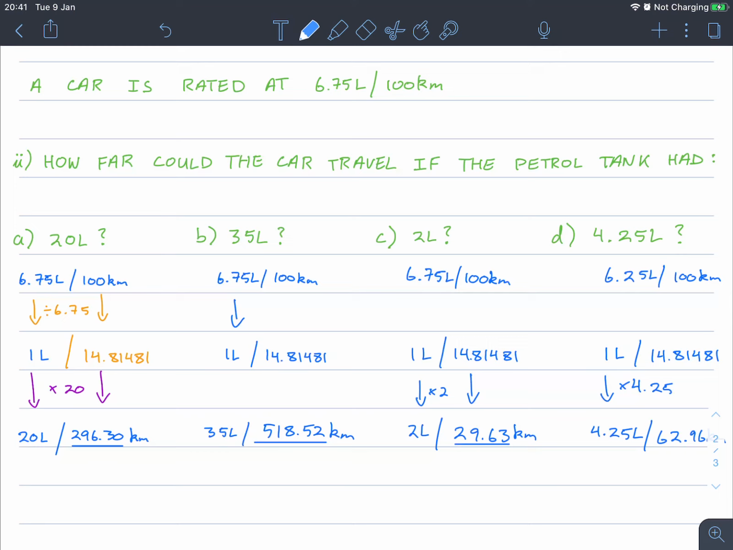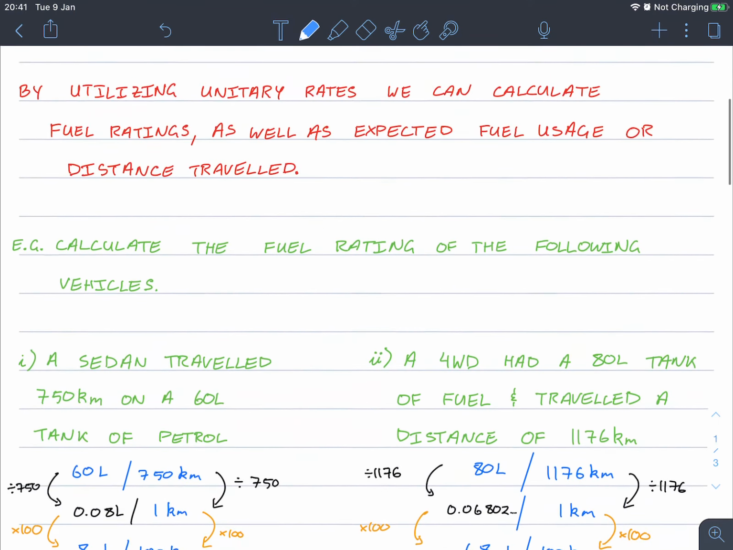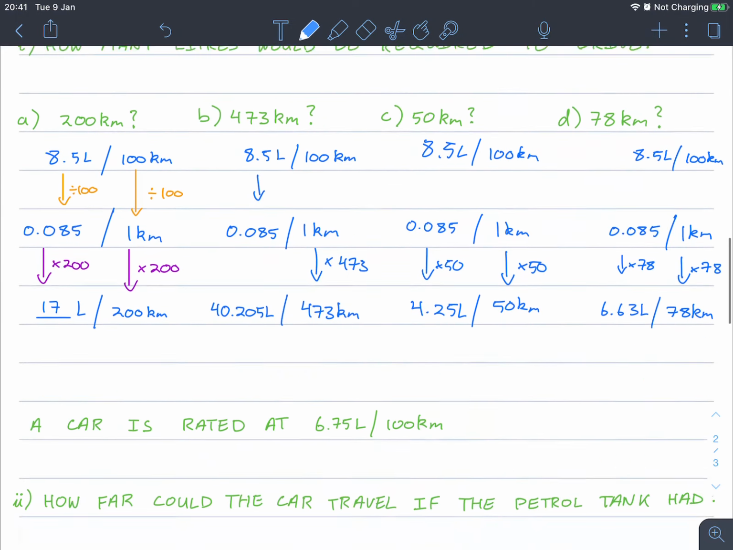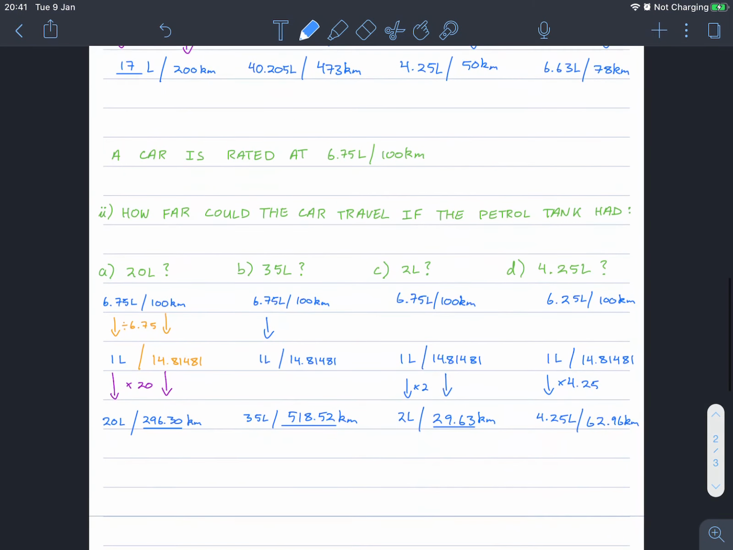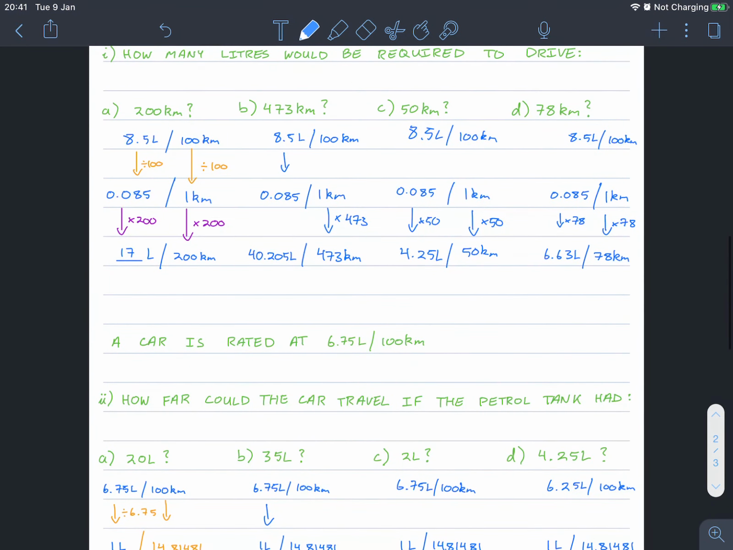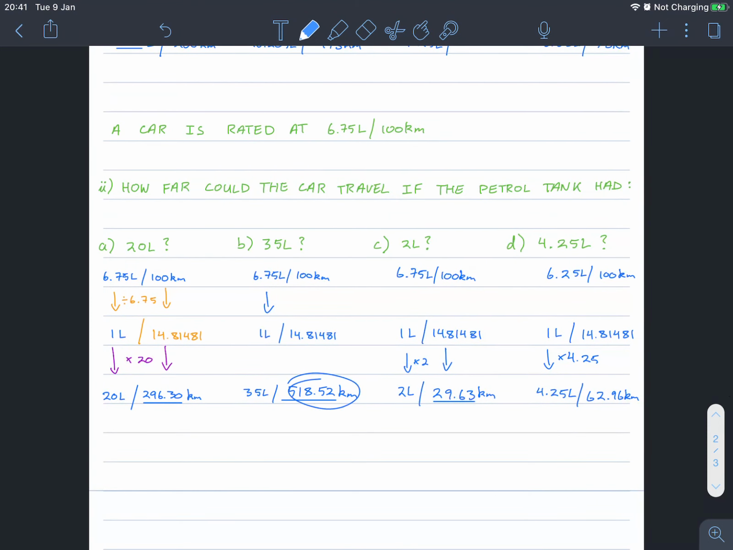So I hope that gave you an insight into the fuel rating, as well as utilizing the fuel rating to find different volumes of petrol and the distance required from a given amount of petrol.